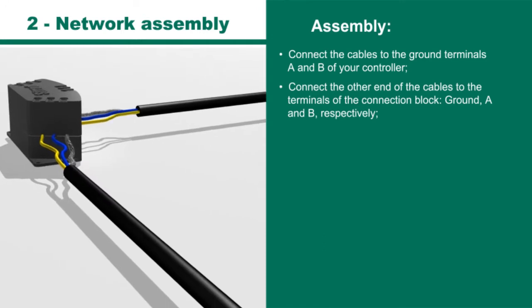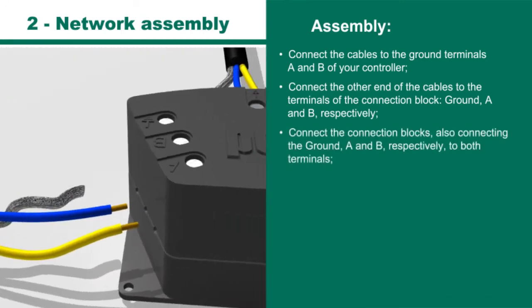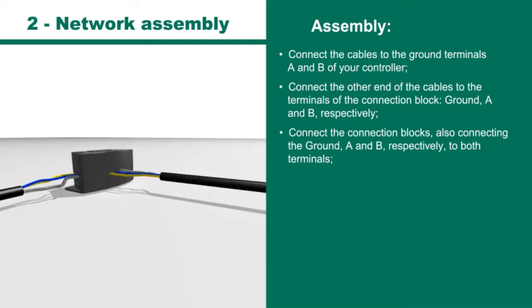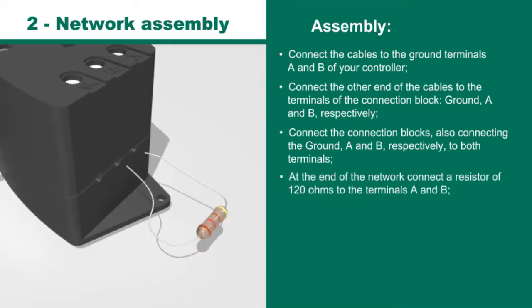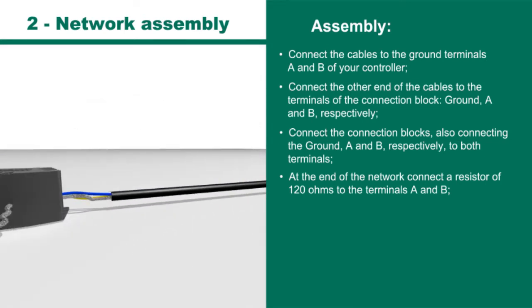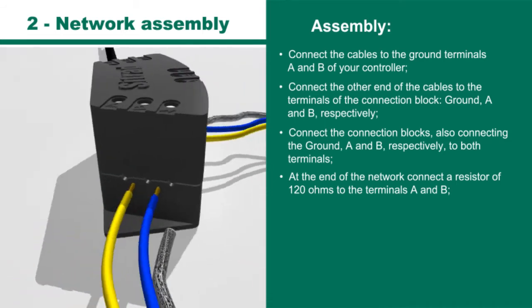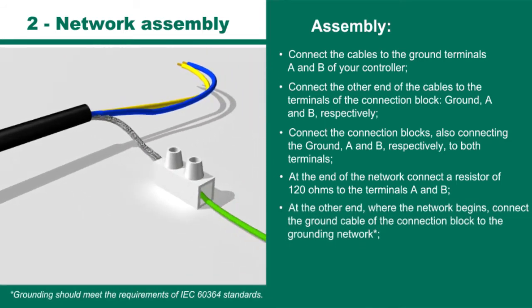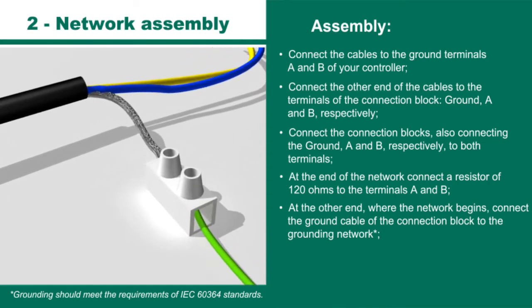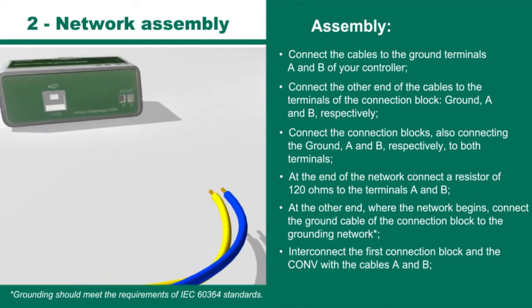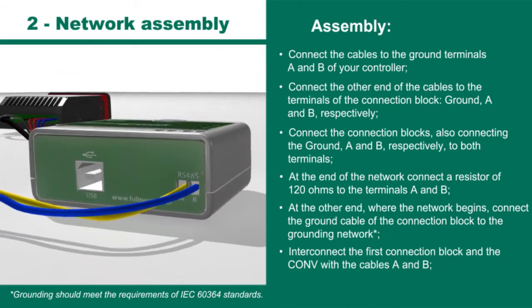Connect the connection blocks, also connecting the ground, A and B respectively to both terminals. At the end of the network, connect a resistor of 120 ohms to the terminals A and B. At the other end, where the network begins, connect the ground cable of the connection block to the grounding network. Interconnect the first connection block and the conv with cables A and B.